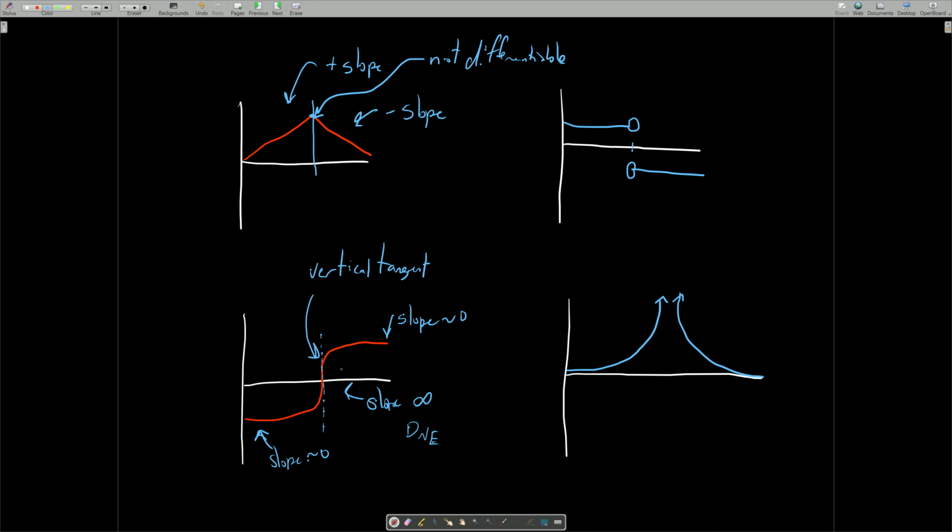You see that when there is a vertical tangent line, your derivative graph will have a vertical asymptote where the slope tries to reach infinity. It approaches infinity.